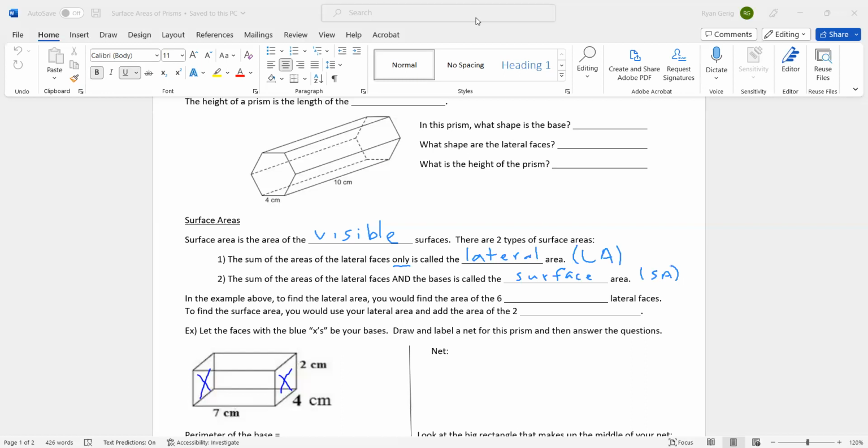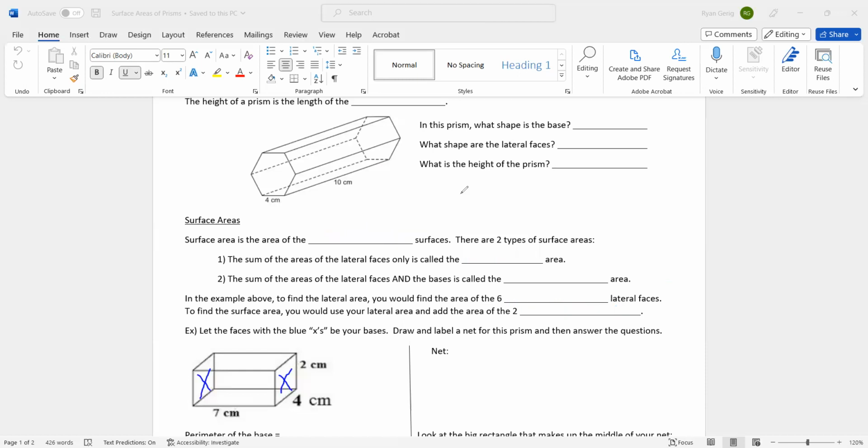Okay. In the hexagonal prism above, to find the lateral area, you would find the area of the 6 rectangles, or the 6 rectangular lateral faces. To find the surface area, you would use the lateral area, which is the 6 rectangular faces, and add the area of the 2 hexagons, or the 2 bases. So you can see, hopefully, where the area unit 9 is going to come into play.